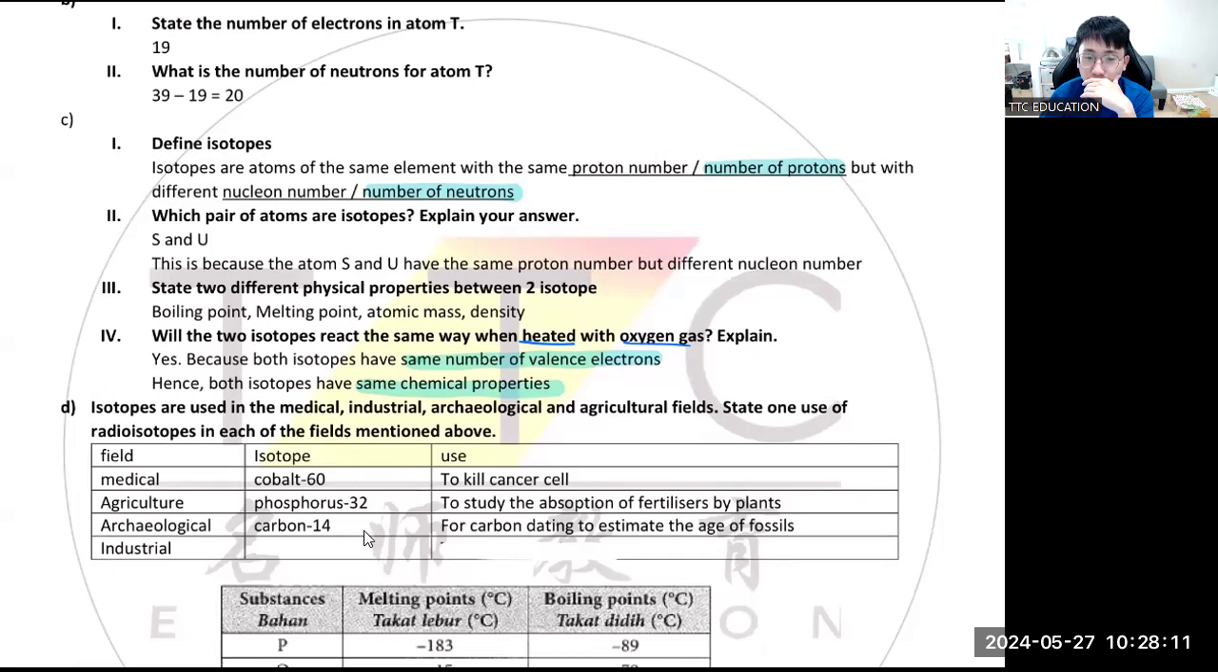Okay, well, for industrial areas, guys, industrial actually got many samples. So what I put here is sodium 24 is for you to detect any leakage in your piping. So you can say to detect leaks in pipes.